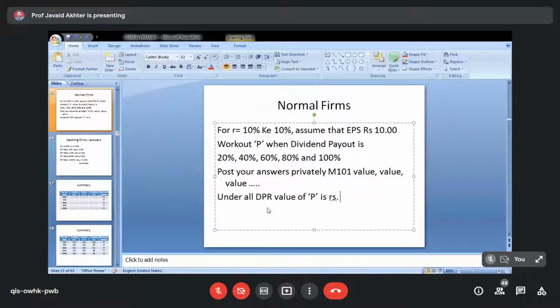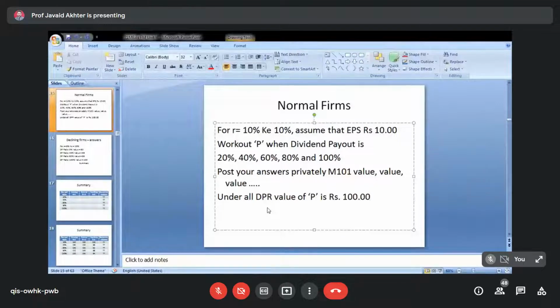Yes, you all have started posting. I'm seeing several answers, but each one of you is supposed to be posting. Now let me tell you that under all dividend payout ratios, let it be 20%, 1%, 100%, the value of P is what you have worked out, rupees 100, and you have correctly worked it out. So the calculation part is over now. You have calculated for normal firms, declining firms, and growing firms.